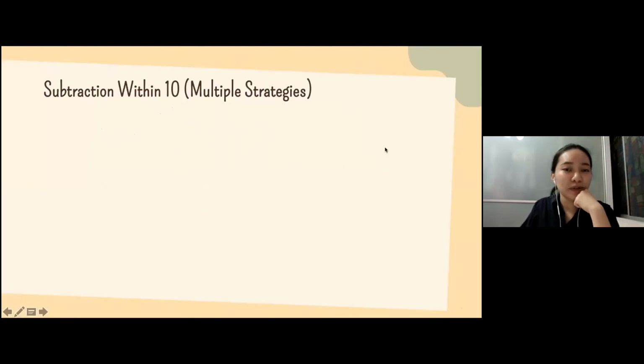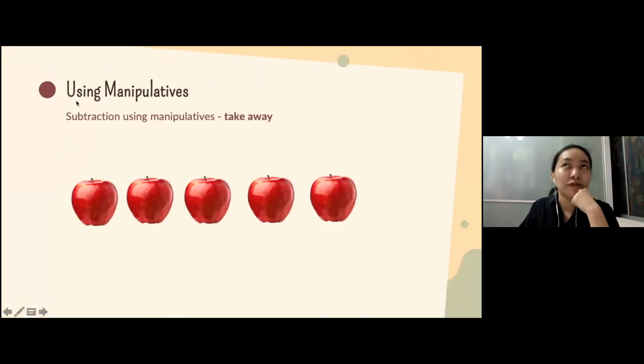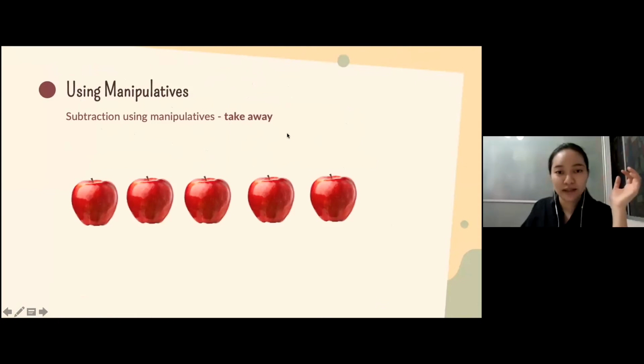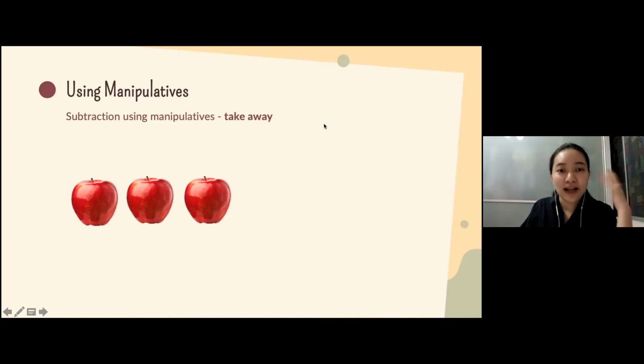Subtraction within 10, we also use a few strategies. First one will be using manipulatives. Same as addition, this time the keyword will be take away. Okay, so I have 5 apples. And then I take 1 and 2. How many are left? 3. So they know that, okay, subtraction, minus, means take away, and then the quantity will become lesser, smaller.